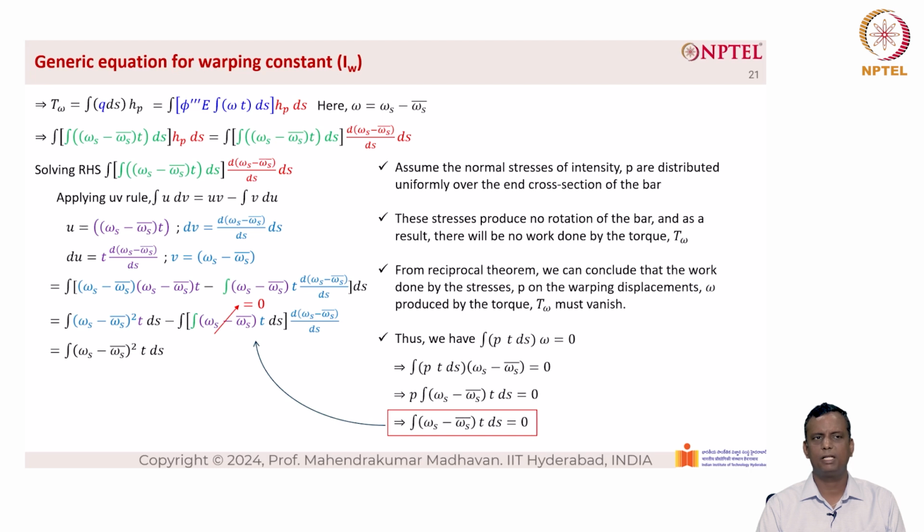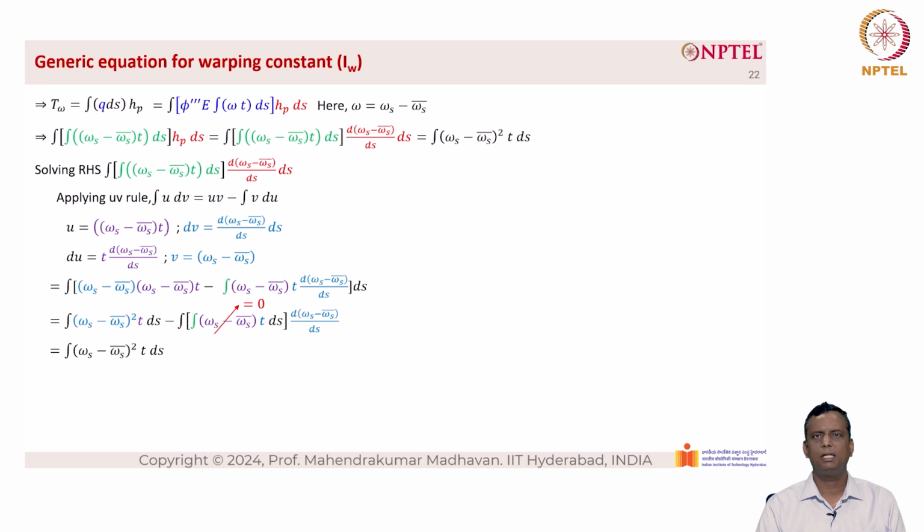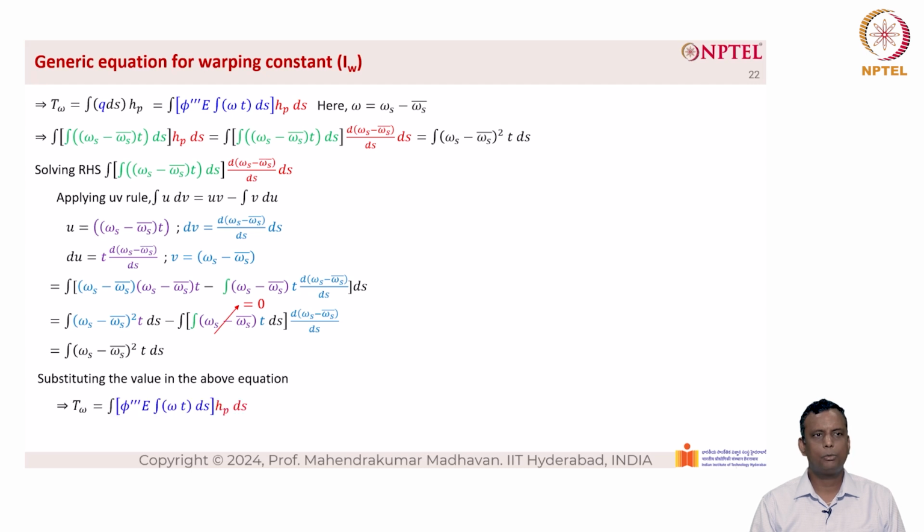So the right hand side of the equation is nothing but integral of (omega s minus omega s bar) the whole square into t into ds. Substituting the value in the above equation, we have T omega equal to integral of P triple dash into E into integral of omega t ds into h_P into ds. Now this P triple dash is nothing but d cube omega by dz cube, which is not a function of s, so it can be taken outside the integral.